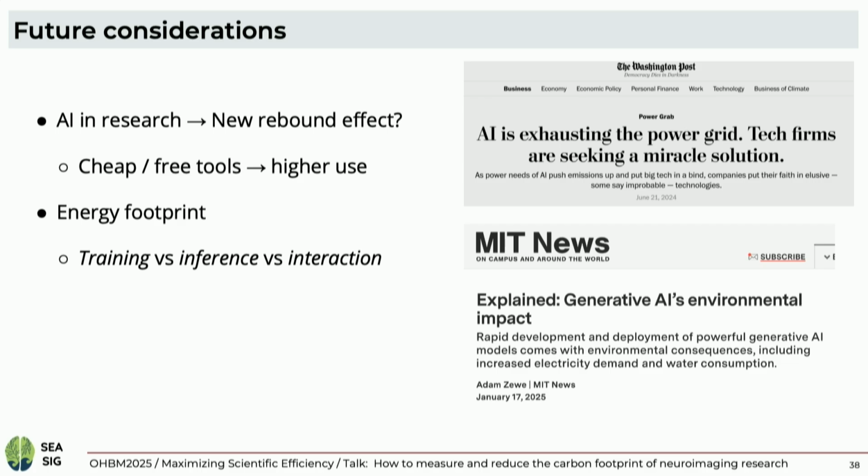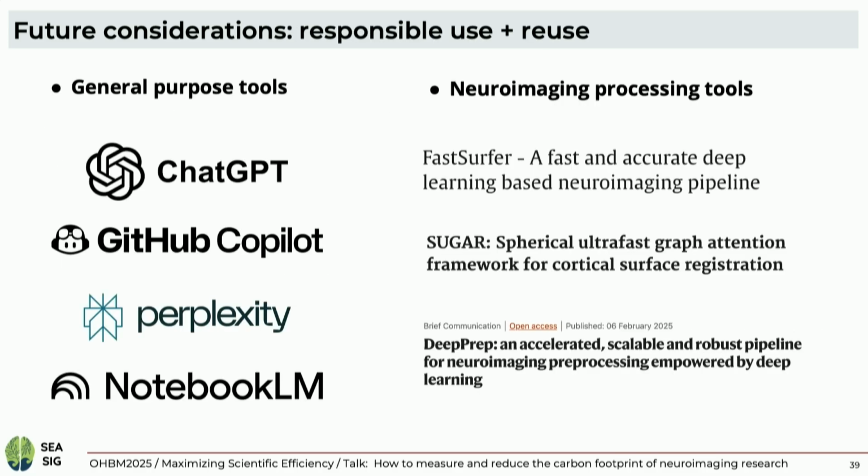So we have to be cognizant about different AI modes, which is training versus inference and even interaction. For example, all these general purpose tools that we use, we may not be training or even testing them directly, but we are using them, and the interaction with these tools has an impact. Many neuroimaging processing tools are also now using a lot of AI. So there we might want to think about how to train these models, large-scale models or foundation models that we all want to build in neuroimaging, in a more sustainable way.